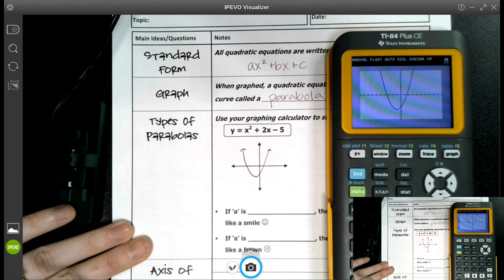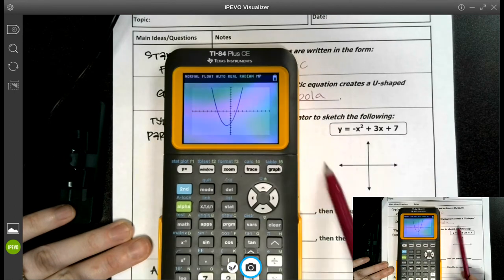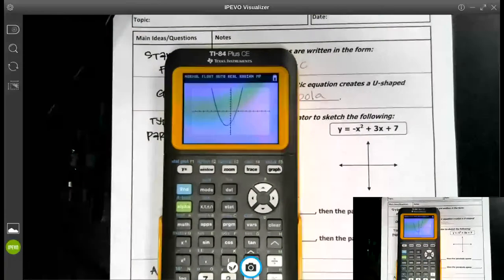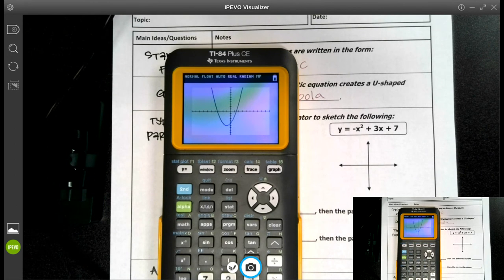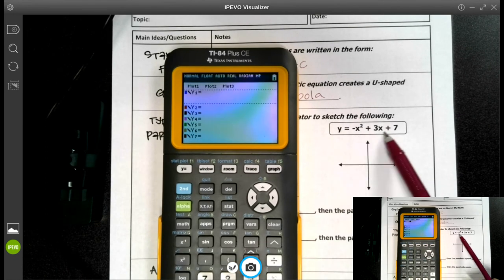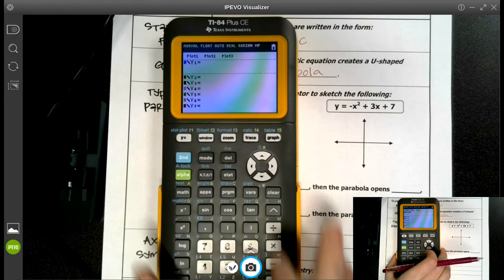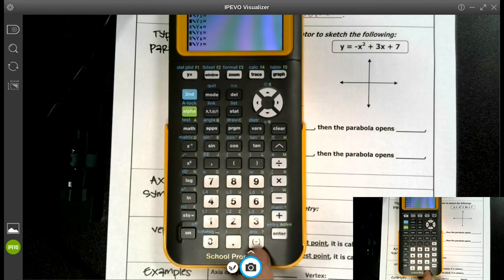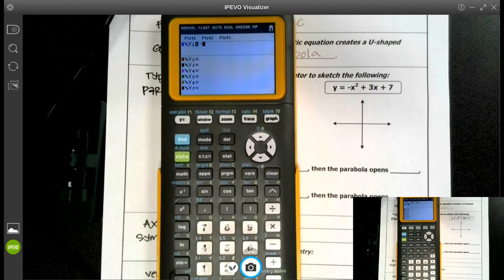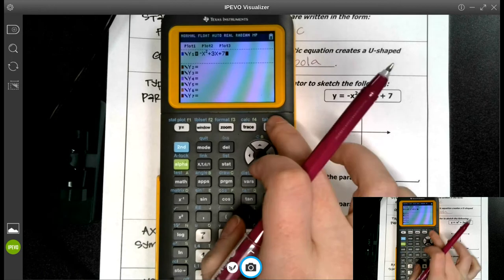Okay, so you take a second and I want you to try to go back to this parabola over here. See if you can graph that one in your calculator on your own. Okay, if you did it correctly, notice this parabola has a negative in the front. So let's see if that changes anything. I'm going to make sure I hit the negative button down here, not the subtraction sign, but the negative. Negative x squared plus 3x plus 7, and then I'll hit graph.